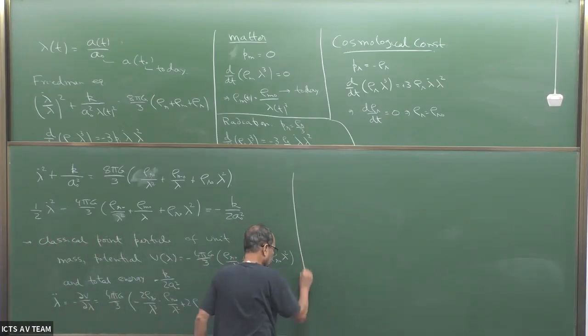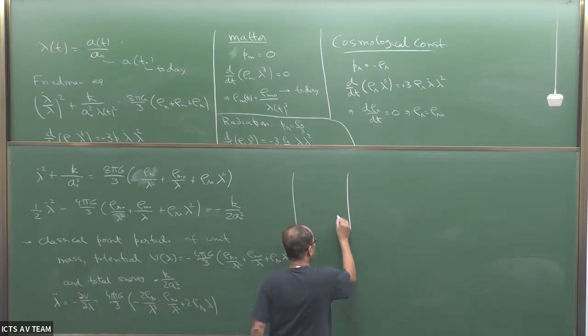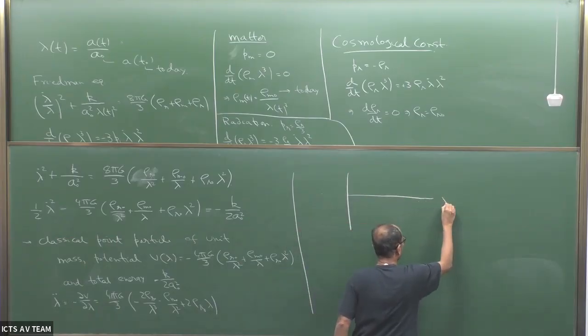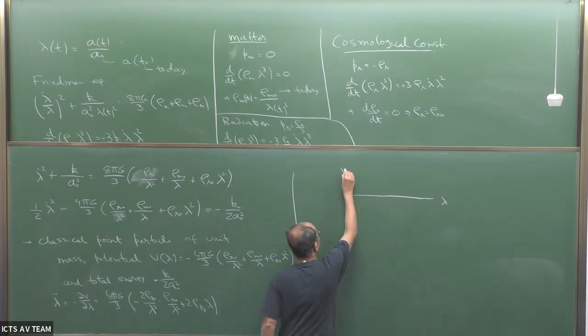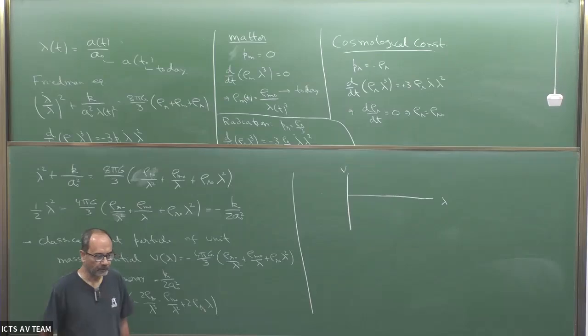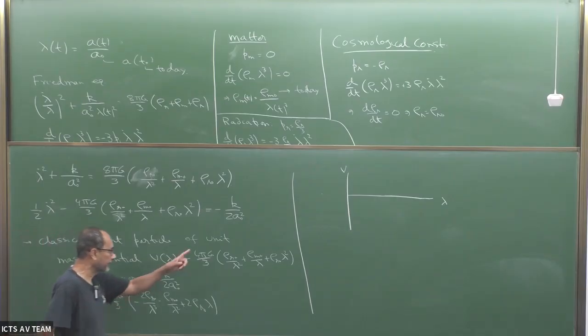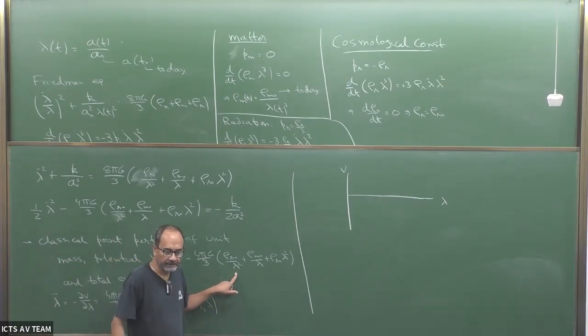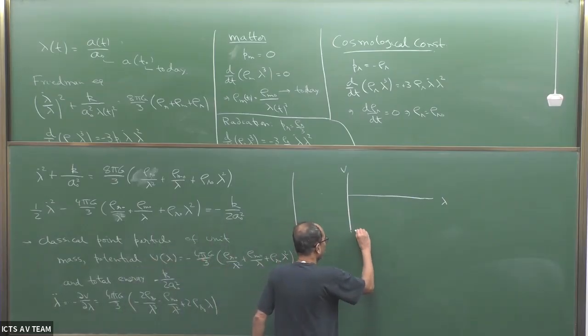So let's plot V versus lambda. Okay, I'll plot it only for positive lambda. You see the metric is singular at lambda equal to 0, so you don't want to go beyond lambda equal to 0. Okay, so for positive lambda. Now you see that for small lambda, this term dominates, the radiation dominates. So this is the expression for V. 1 over lambda square is the dominant term for small lambda. So it goes to minus infinity. So it goes like this.